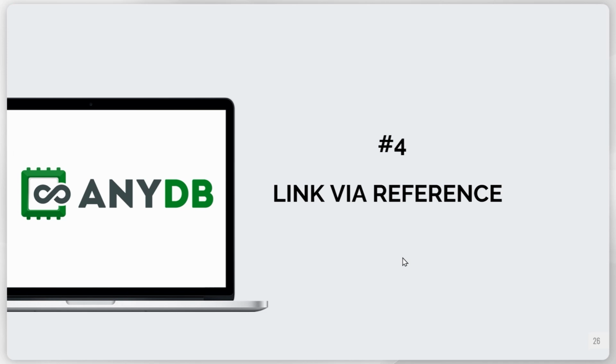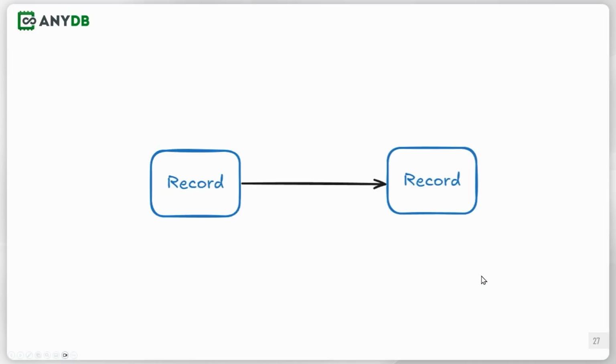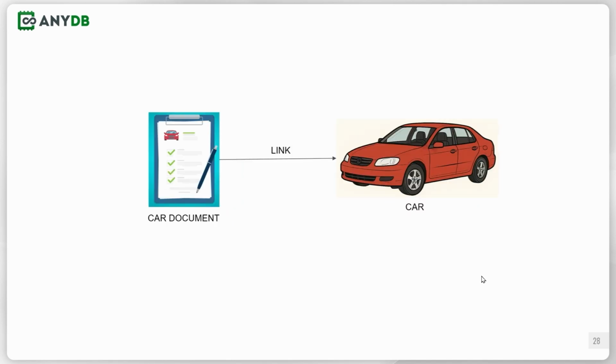Well, AnyDB supports flexible ways of connecting records together, and attachments are one form of that. The other major way is through a traditional link that you normally associate with or see in IT systems or typical databases, and that's linking via reference. To do that, you can think of a record being directly connected to another record, not through an attachment, but through a link. Now, what is an example or a use case for this?